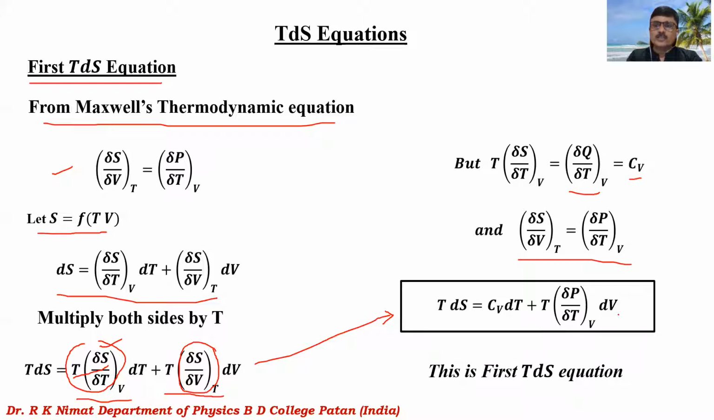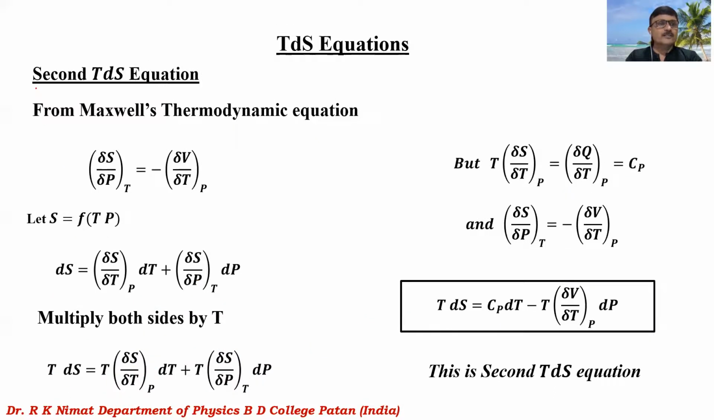Now, what is the importance of this equation? We know that we cannot measure the entropy or change in entropy directly. It is not a directly measurable quantity. So we can measure the change in entropy in terms of thermodynamic quantities which are measurable. Here we can measure the specific heat, the change in pressure, the change in temperature, and the change in volume. That is how this equation is used to measure the change in entropy in terms of measurable thermodynamic parameters. So this is the first TdS equation.